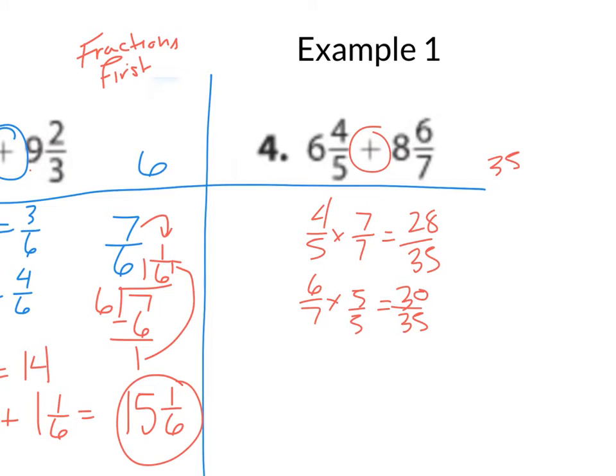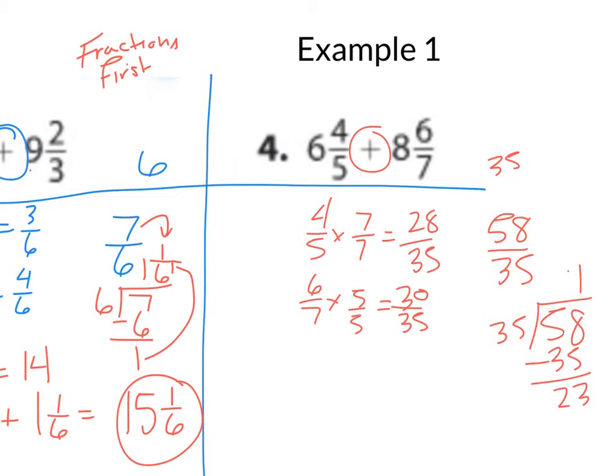I see that I am also adding these. So I have 28 35ths plus 30 35ths. And I will get 58 35ths. That is also an improper fraction. I cannot leave it that way. We need to change it into a mixed number. 35 on the side, 58 goes in once with a remainder of 23. I'm going to bring the 23 up here and put it over 35. So we made 58 35ths equal to 1 and 23 35ths.